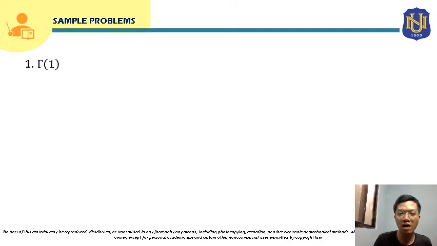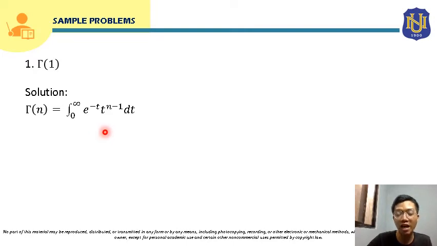So we have here gamma of 1. We are going to solve the gamma of 1. For the solution, we are going to use our formula here that gamma of n is equal to the integral of e raised to negative t times t raised to n minus 1, times dt, from 0 to infinity. So we will just substitute 1 for n here.